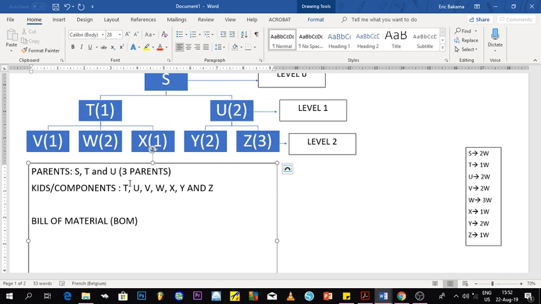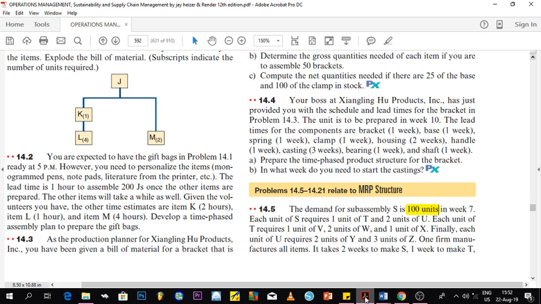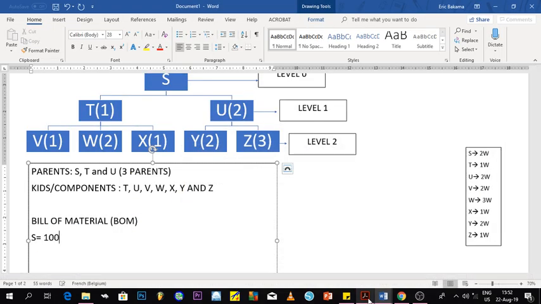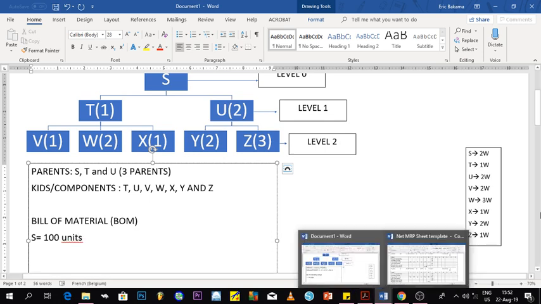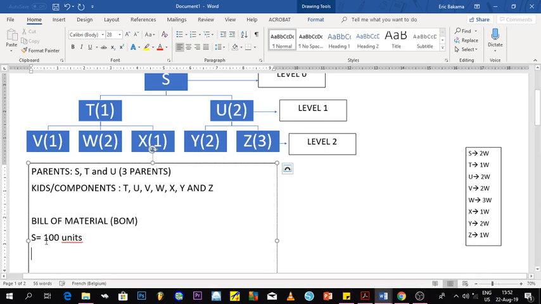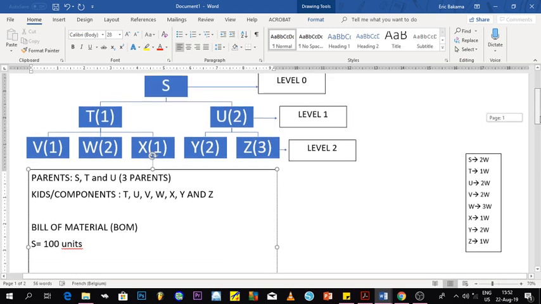So this part will start with the bill of material for S. For S, initially we're not calculating anything. According to the statement of the problem, we need to manufacture 100 units of it. So initially S is 100 units that are required. Then apart from that, we need to calculate, if we need 100 units of S, how many units of every component. So we'll go level after level. S is level 0, so we'll go for T, which is in level 1.